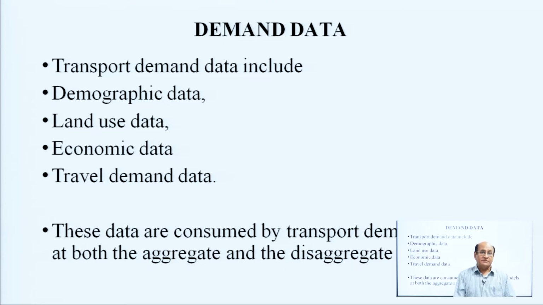What are the main data? We have talked a lot about the data, but what are the main data to be collected for urban transport planning? Transport demand includes first demographic data, second land use data, third economic data, fourth travel demand data. So, these are the basic data required for urban transportation planning.